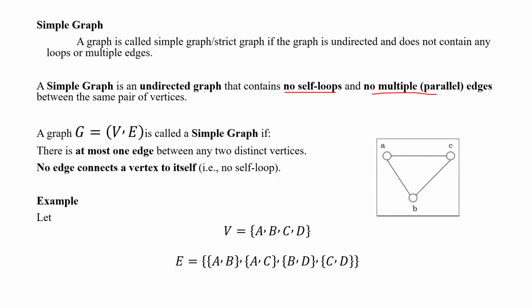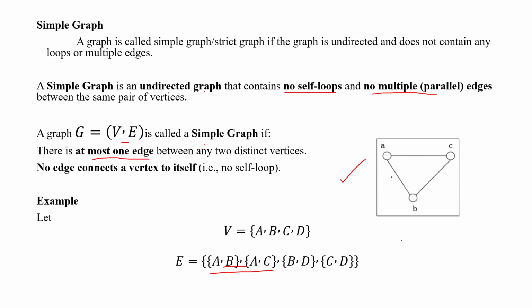A graph G = (V, E) is called a simple graph if there is at most one edge between two distinct vertices and no edge connecting a vertex to itself. That is called a self loop; a simple graph has none. This depends on the diagram we draw.